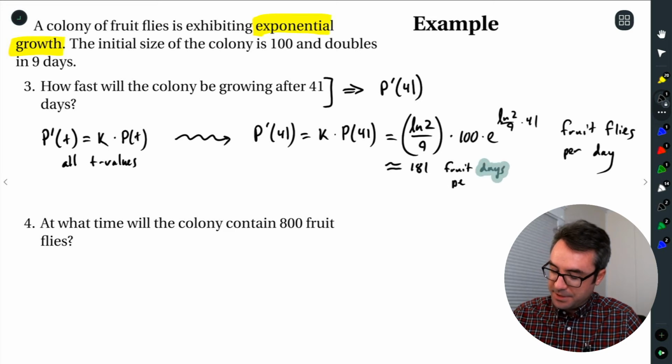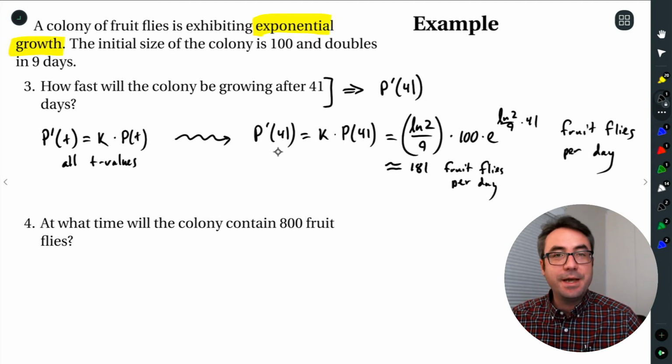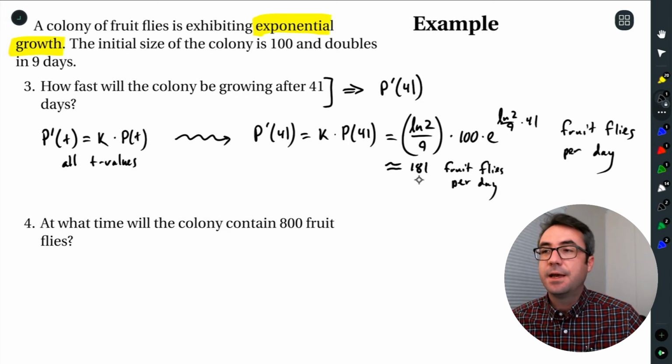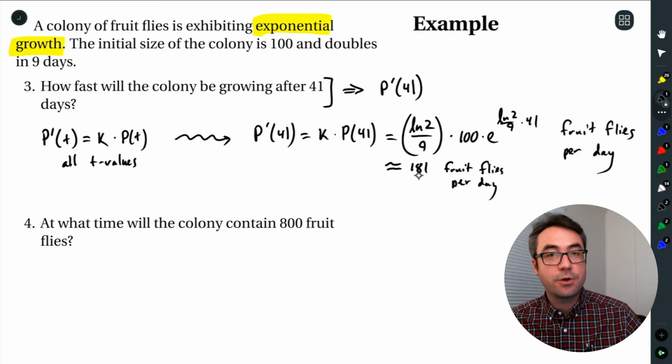Nope, not fruit days, fruit flies. So after 41 days, our population is growing at a rate of around 181 fruit flies per day. So if we let one day go by, on day 42, we would expect there would be about 181 extra fruit flies. Well, that would give us an estimate.